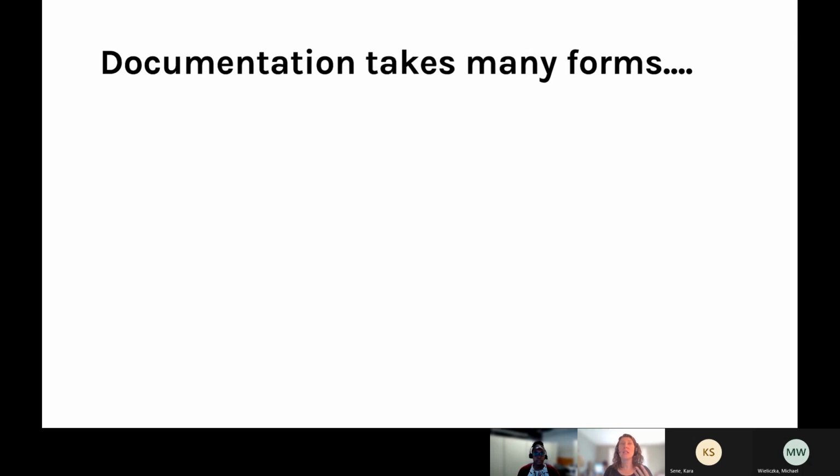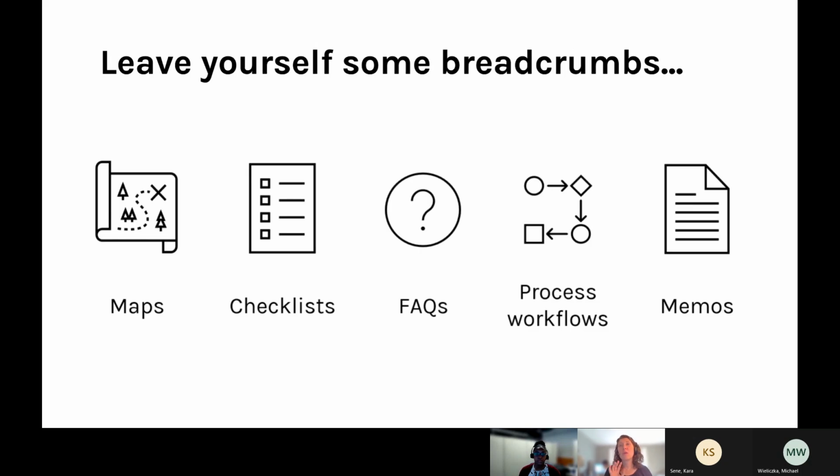So documentation comes in lots of different forms. And we want to start by highlighting the many ways that you may see documentation in your work, because I view documentation as leaving yourself a trail of breadcrumbs back to where you started. So you may already have any one of the items that you see listed here. You might have a map of a process or a map of a place. You might have a checklist of the steps that you followed, a frequently asked questions document, maybe a workflow, or even just a memo, something that you've written down, a document that says, first we did this, then we did this. Documentation appears in lots of different forms.